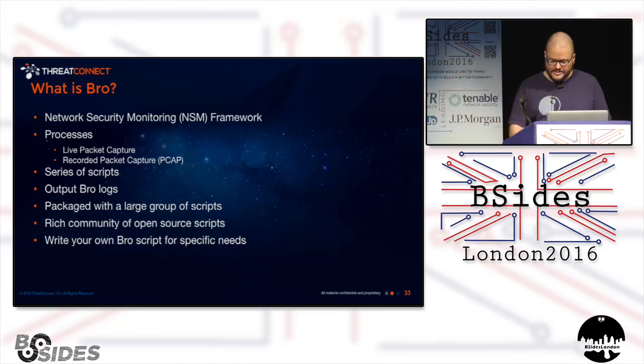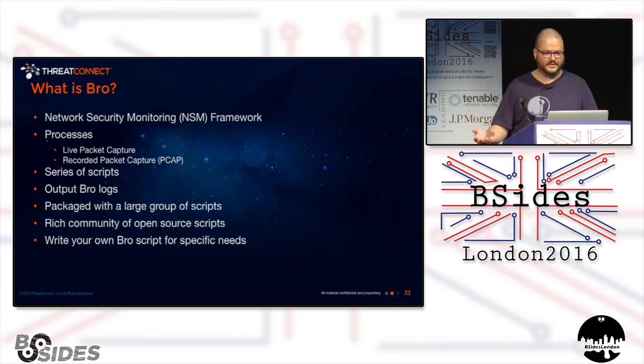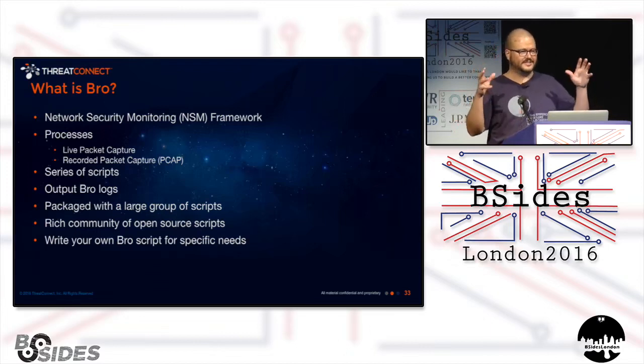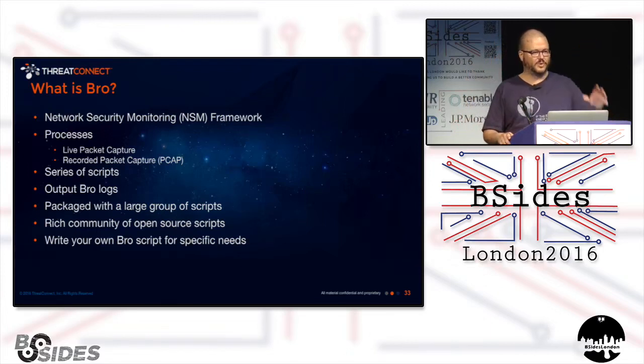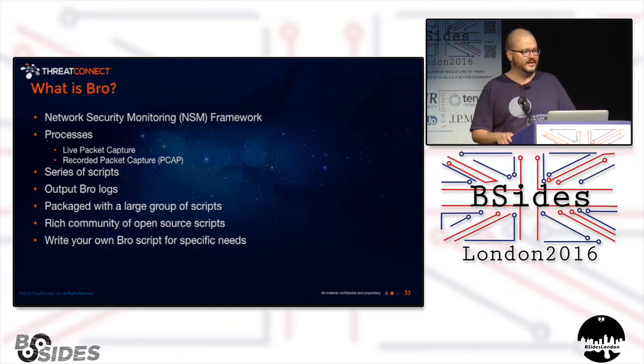So Bro is a series of scripts. These scripts generate logs, and the logs are text files. It's a little bit like a comma-separated or space-separated text file, but there's a little bit more to it than that. And there's a very rich community that produces open source scripts, and so all over GitHub there are many other Bro scripts out there. For this talk, I'm only using the plain vanilla Bro scripts that come with Bro itself when you download the original source.